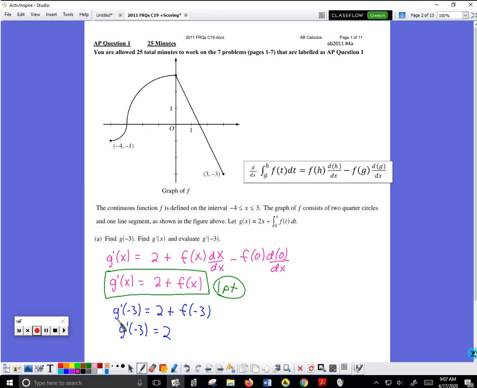Again, you don't have to have the box. That's just to hopefully clarify what you're getting the point for.